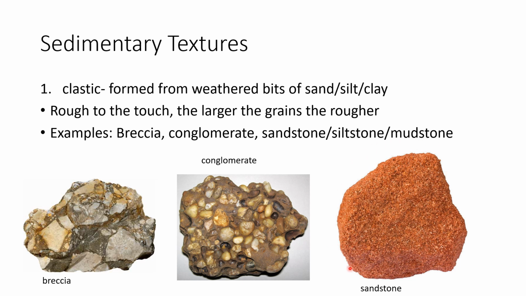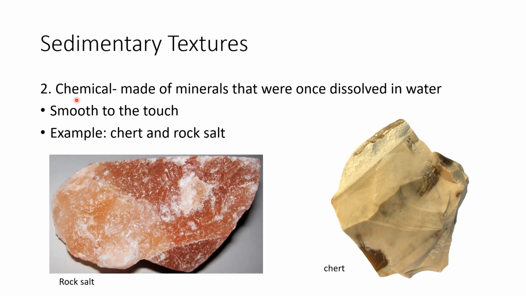And then here's an example of a piece of red sandstone. It's red caused by iron present within this rock, and if you look at it, you can see just how scratchy this would feel to the touch if you were to rub your finger across this piece of sandstone. A second texture of sedimentary rocks is chemical.